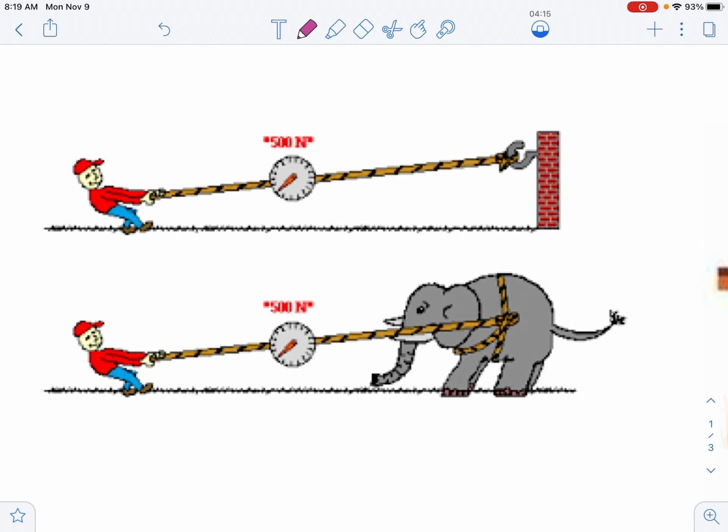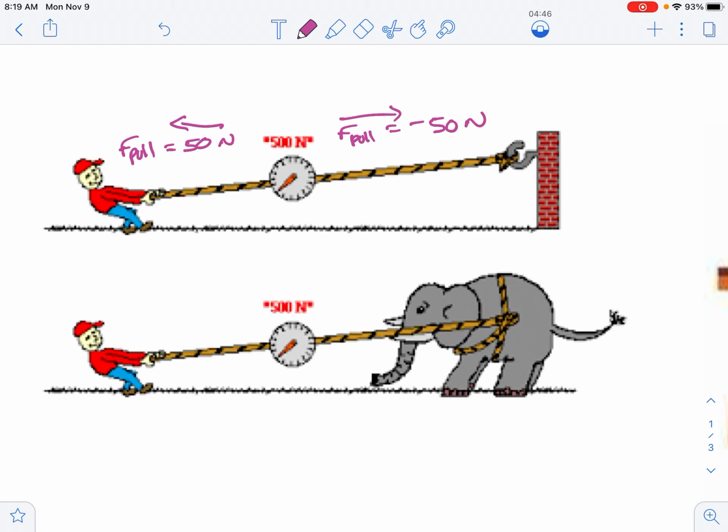So in the top panel, we've got this person who is pulling 50 newtons to the right. So I've got a pulling force of 50 newtons to the right. That means that the wall doesn't actively pull, right? But the wall still exerts a force. So this is a pulling force of the wall, which is going to be negative 50 newtons to the right. Equal and opposite.